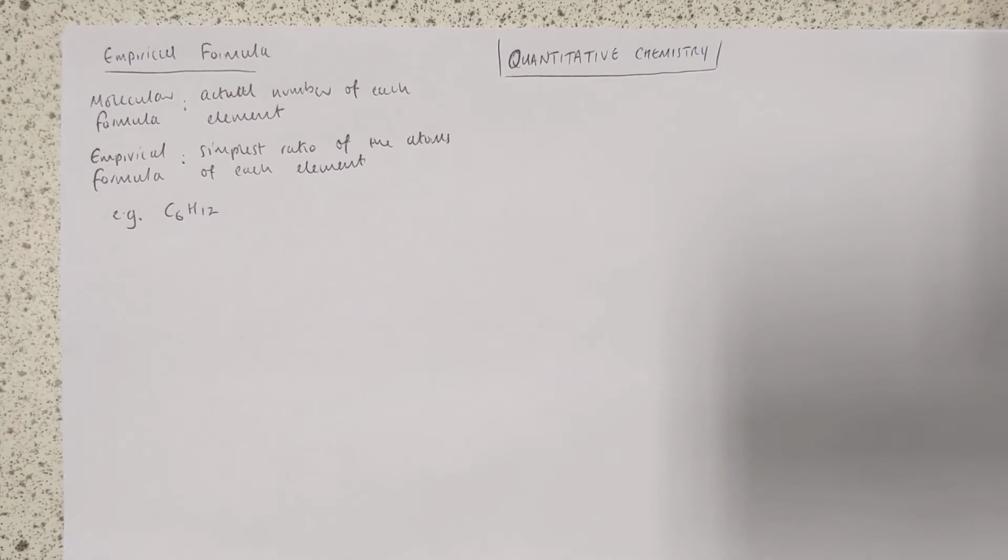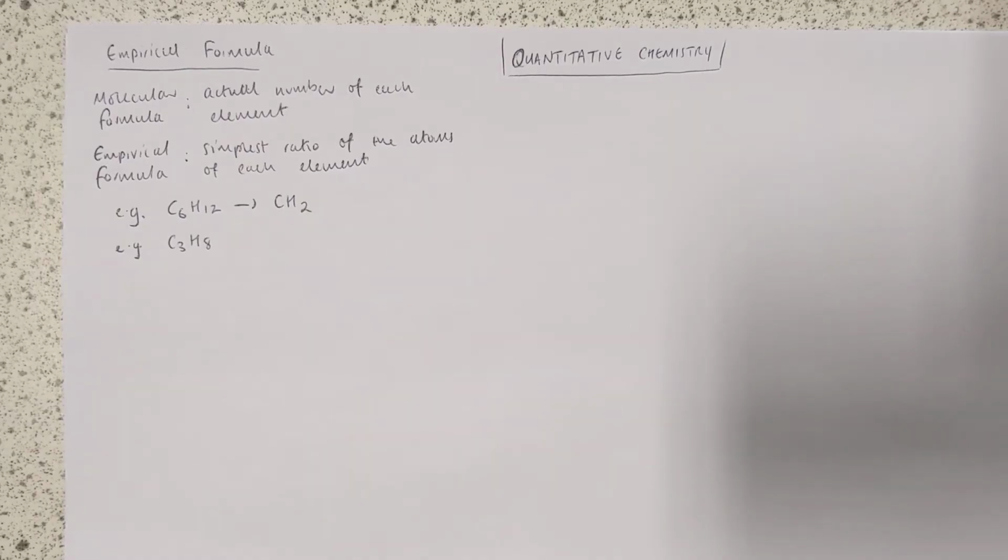For example, let's say you had the formula C6H12. That would be the molecular formula of this compound because it tells you got 6 carbons and 12 hydrogens. The empirical formula of this same compound would be a cancelled down version of the molecular formula. C6H12 is the same as a 1:2 ratio of carbon to hydrogen, so you can write the empirical formula as CH2. So you're looking for the simplest whole number ratio of the atoms in the formula.